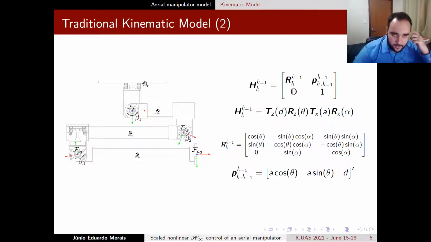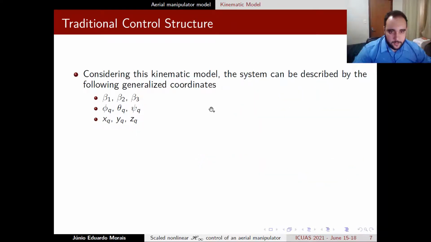From here, we then obtain the pose of the first link f of L1, and by using the Denavit-Hartenberg convention, in which we have a translation and rotation around the z-axis and a translation and rotation around the x-axis, resulting in a matrix in the following shape, we can then obtain the pose of each subsequent link in the kinematic chain. After we arrive at f of A3, we then do another transformation to obtain the pose of the end effector. Using this model, we can then obtain the generalized coordinates of the system.